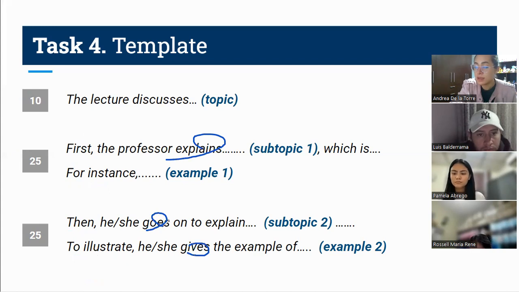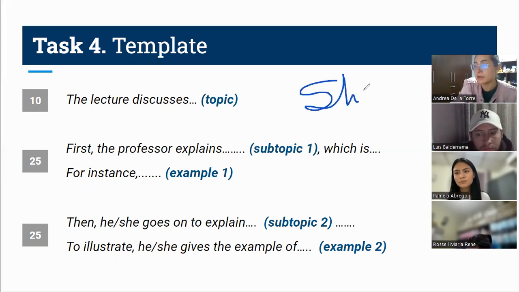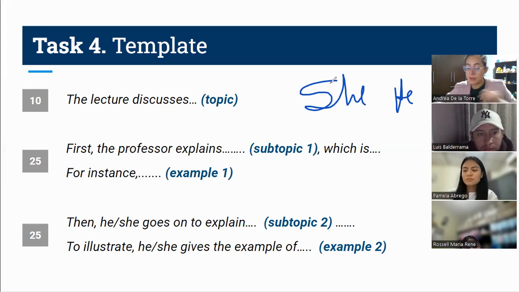Explains, goes, gives. And one thing that I also forgot, as soon as you guys hear the professor speak, you will know if it's female or male, right? You will notice. So as soon as you identify the gender of the professor, please write down the pronoun in big capital letters, she or he, so that you guys don't get confused. Because it's really easy to get confused with the pronouns and then start mixing them or just not remember what the pronoun was. So please, as soon as you hear the professor speak, write it down so that you don't forget and you're able to see that when you're speaking. Okay, that's also very important.